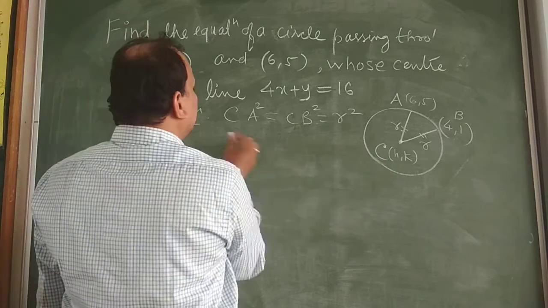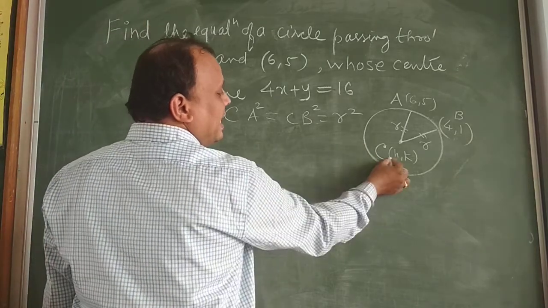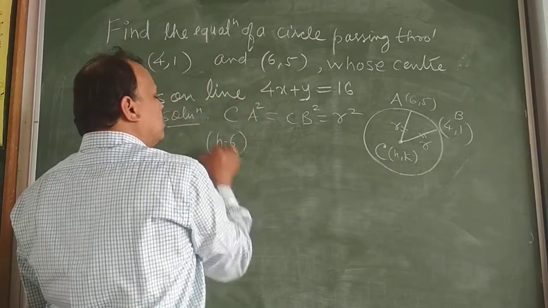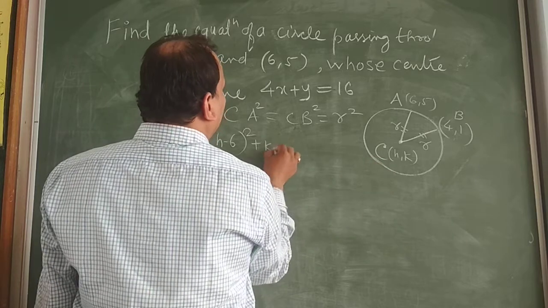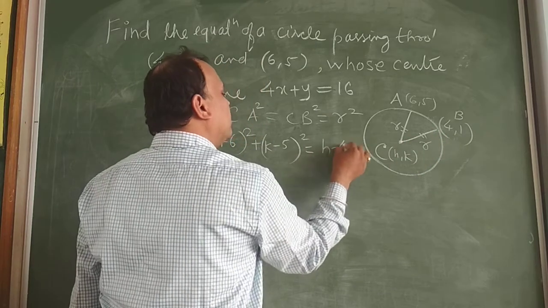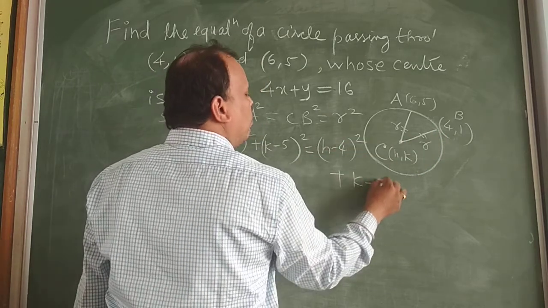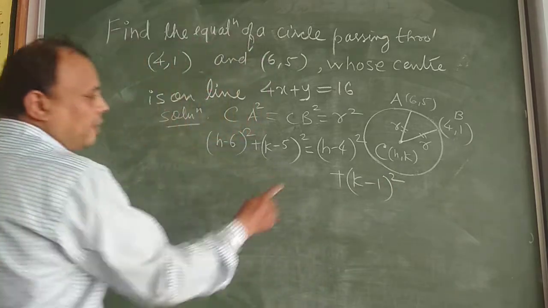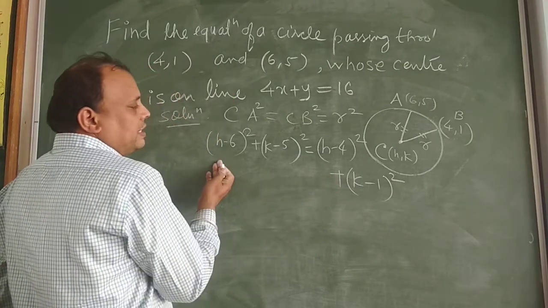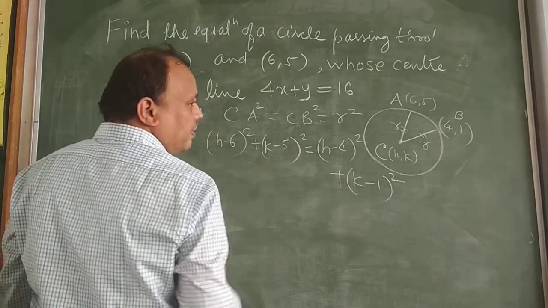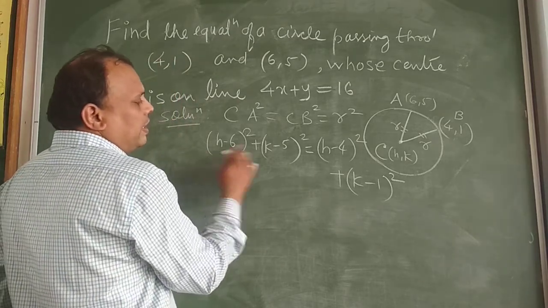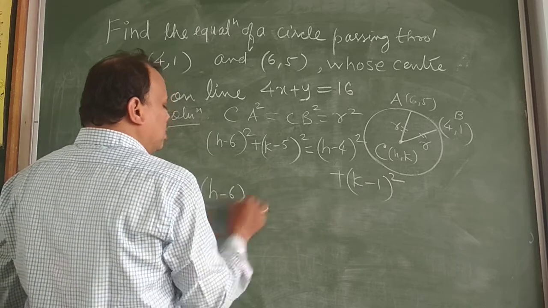So if we assume, let the center coordinates be h, k and radius be r. So h minus 6 whole square plus k minus 5 whole square is equal to what? h minus 4 whole square plus k minus 1 whole square. After observing this, we understand that after solving, h square will get cancelled, k square will get cancelled. So what are we left with? Here, as an easier method, I'll tell you, you can solve it like this.